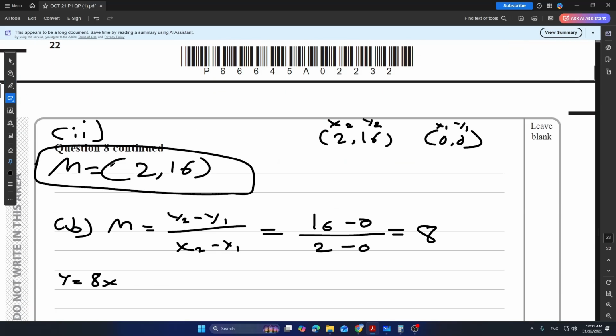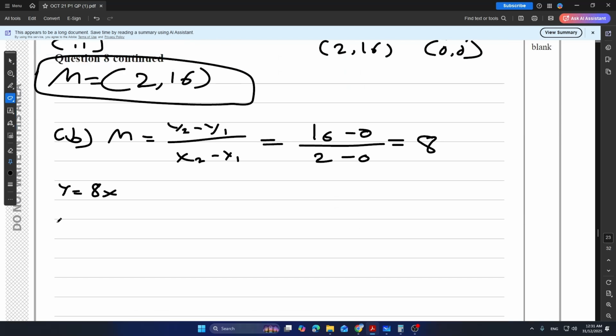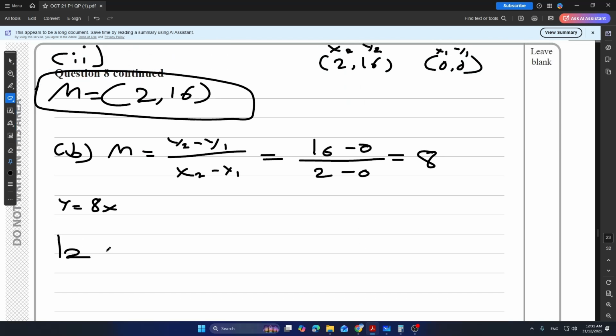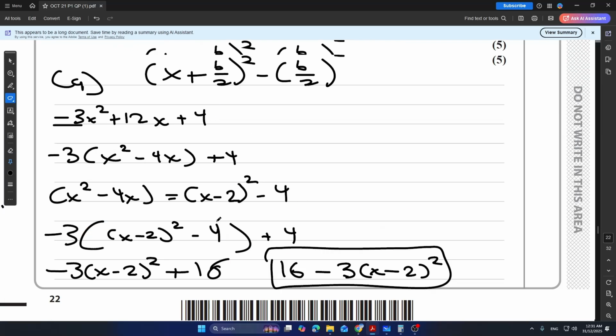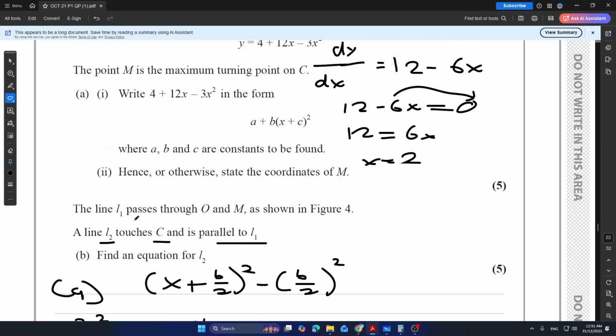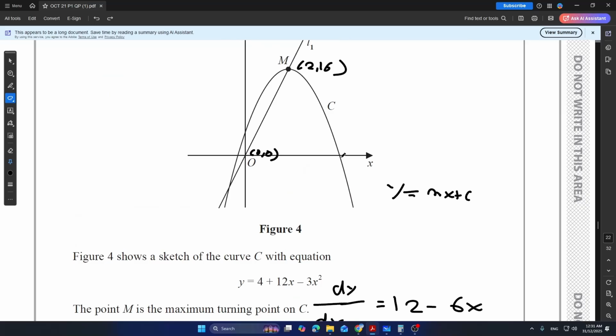So we know that line L2 is parallel. Parallel means same gradient, so y is equal to 8x plus c. But the issue here is I don't have c and I can't find c because there's no information on which point L2 touches. But it does say it touches C. Touches C means touches one time. It can touch it like this, it can touch it like this, but as long as it touches only once.